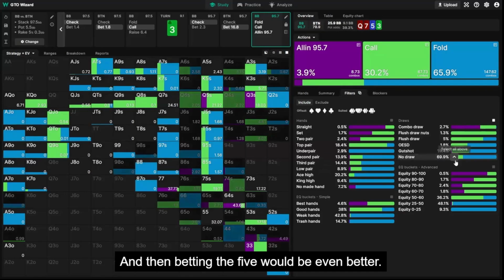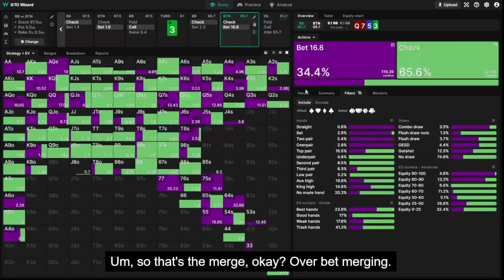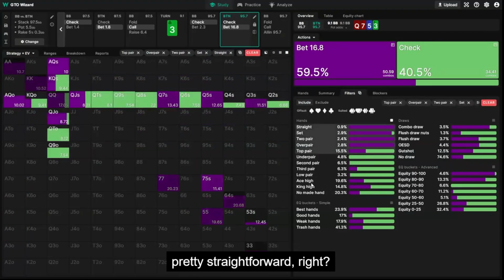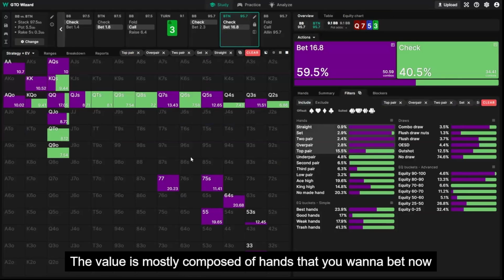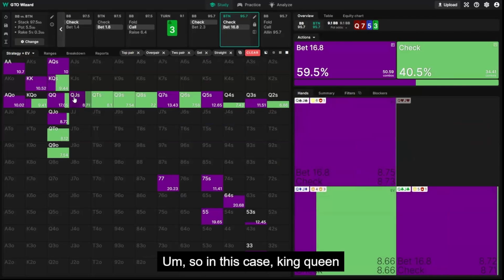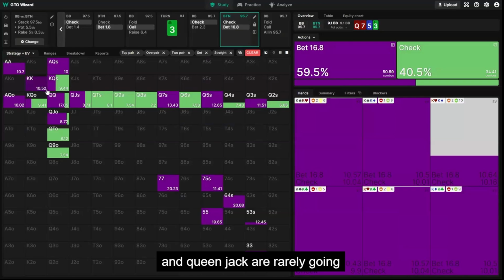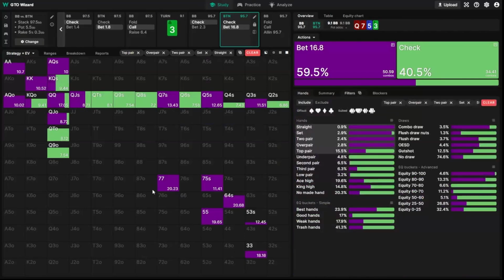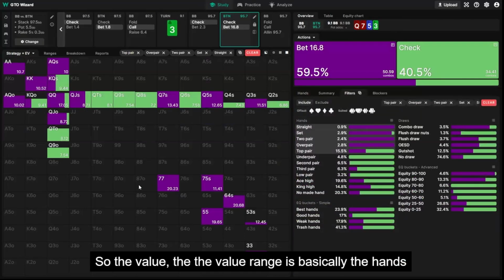And then betting the 5 would be even better. So that's the merge, okay? Overbet merging. We're gonna have the value, which is pretty straightforward, right? The value is mostly composed of hands that you want to bet now and bet later, right? So in this case, king queen and queen jack are rarely going to value bet the river as well, right? So the value range is basically the hands that are going to triple barrel and then a little bit more.